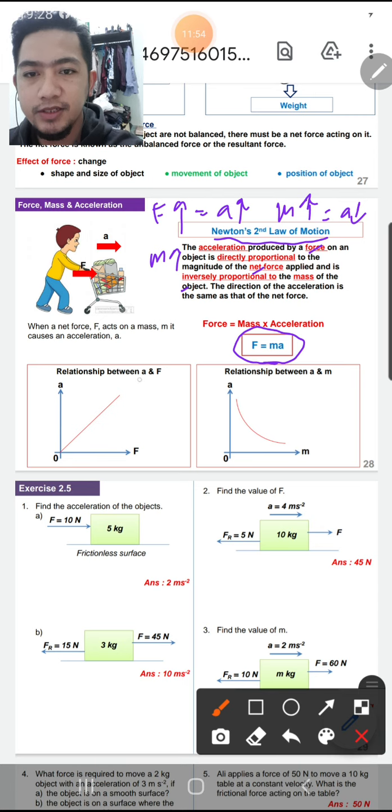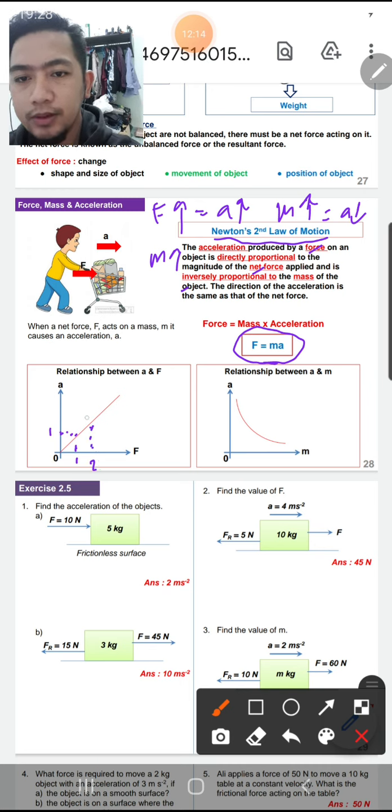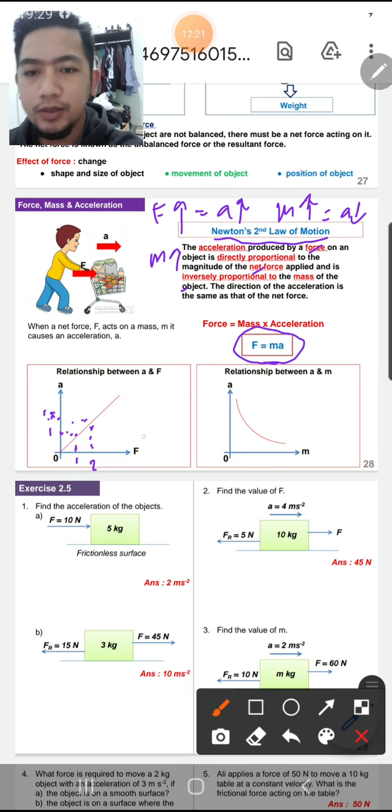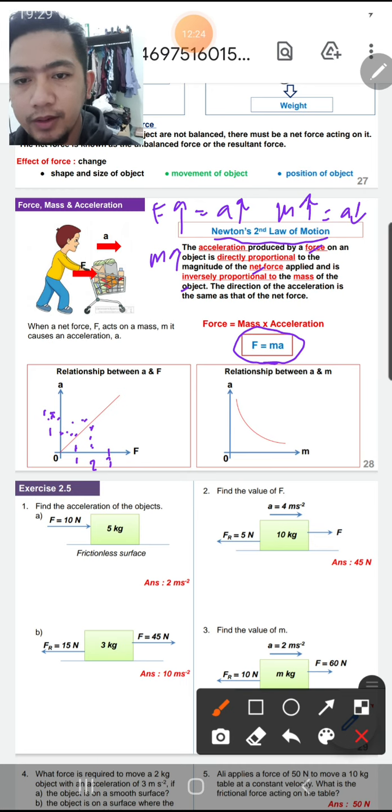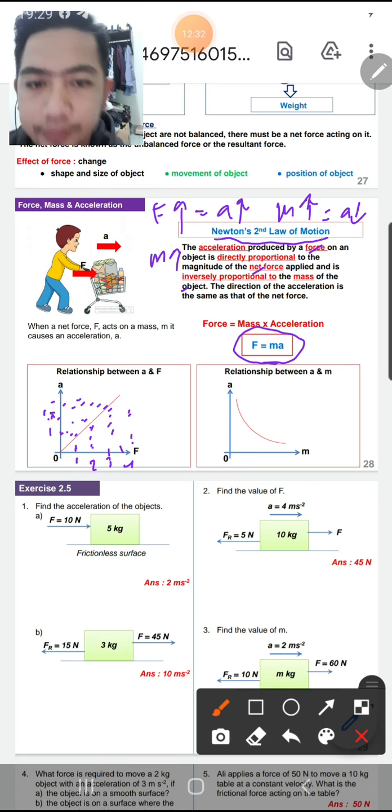So this is the relationship A against F. So F increase, A dia punya A pun increase. Let's say here is 1. The acceleration also 1. When the force is 2 Newton, the acceleration also increase here. Let's say here is 1.5 meter per second square. So the bigger the value of this force, okay, the higher juga dia punya value of acceleration. Okay, look at this graph lah.